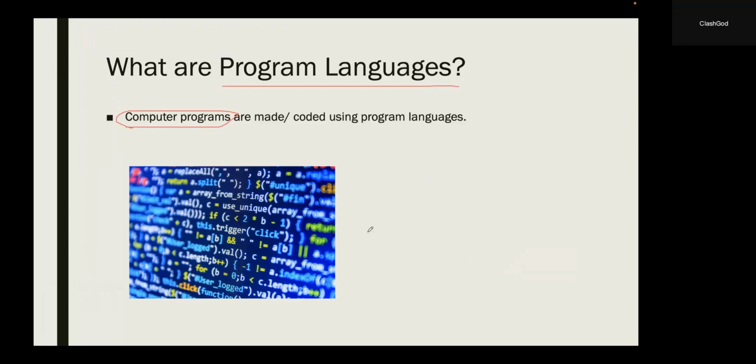For example, we have these apps on our computers, on our tablets, on our phones. These are all called computer programs, these apps, right? Now, have you ever thought, how are computer programs made? How does the computer suddenly have these computer programs? Now, these computer programs are written and coded using a program language. Programmers use program languages to write computer programs. So that is the purpose of program languages, and that is to write computer programs.